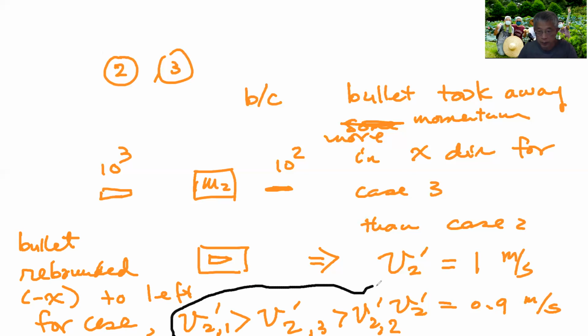And why this is happening, it's because the bullet took away more momentum in case 2. And in case 1, it didn't really take away any momentum. It went the other way. So it actually gave more momentum to the M2 for case 1. And for case 3, it got stuck, so it has the smallest momentum left for the bullet. So that's why the M2 will have a little bit more momentum afterwards than in the case 2 situation, right?